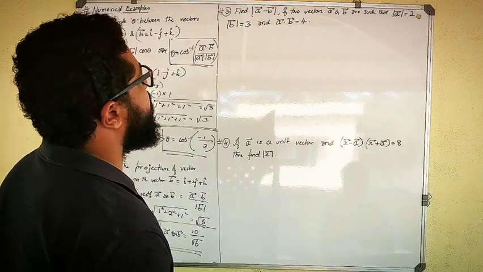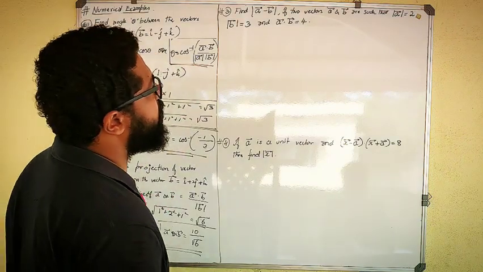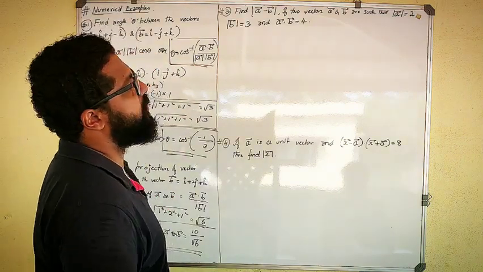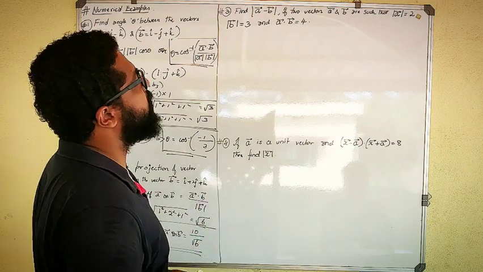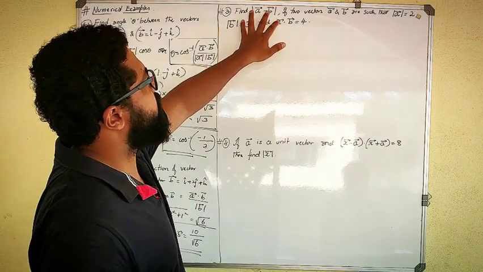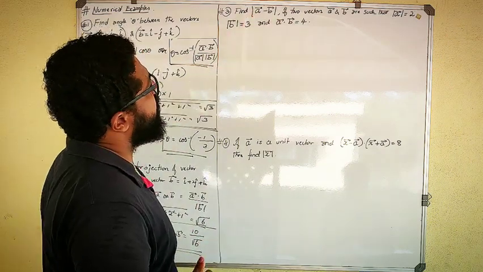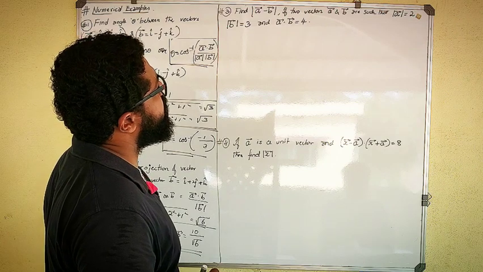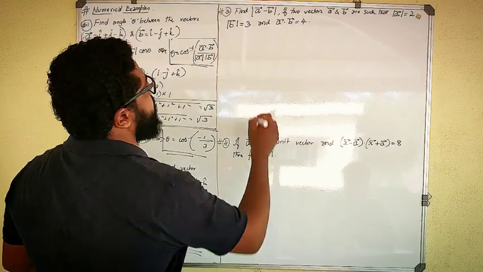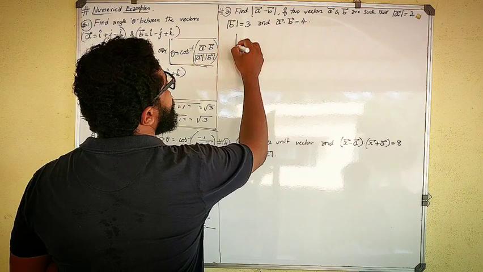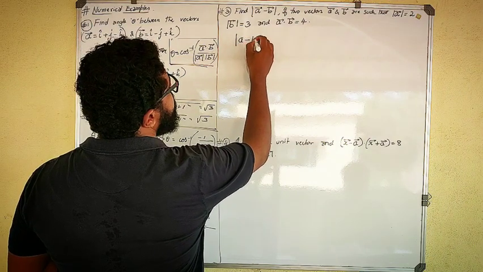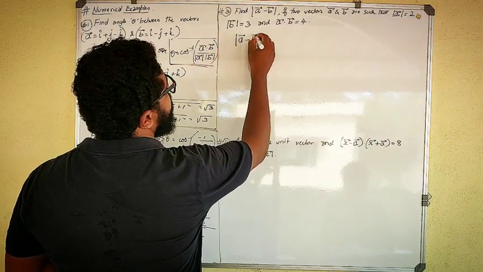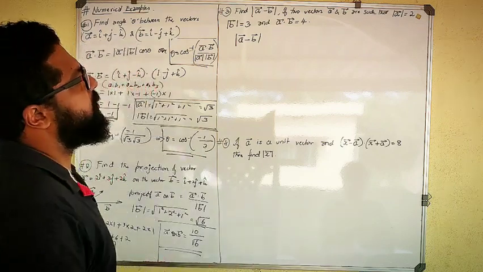Next one, find the magnitude of A minus B, if A vector and B vector are such that so and so is given to me. So I need to find out what is A minus B. So let me look into this thing. This is something which I have to find out. Correct, no? A minus B.